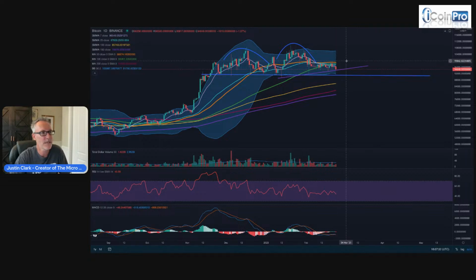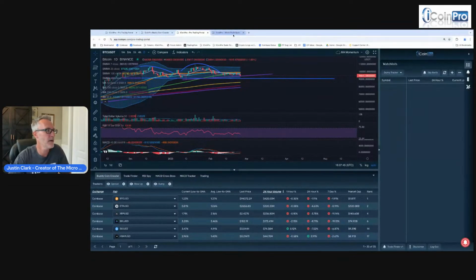On the upside, we've got to reclaim 100K. Well, we've got to reclaim 95K first, but then we've got to reclaim 100K and start trading above that to potentially try to reach higher and build that shoulder out. So that's what's going on there.